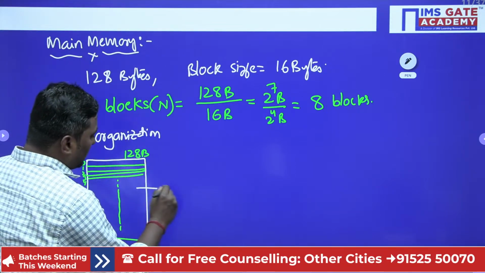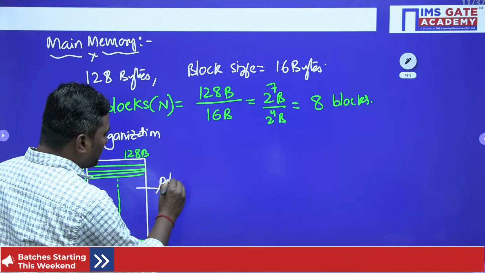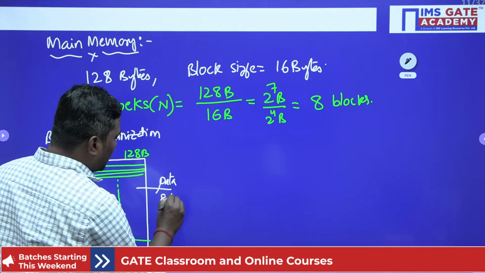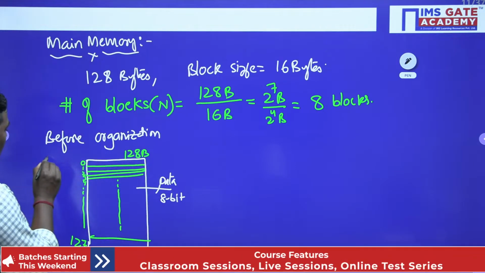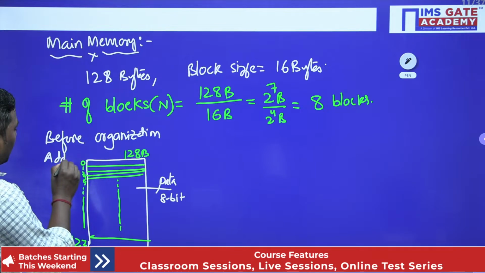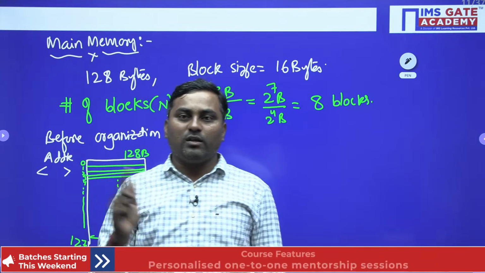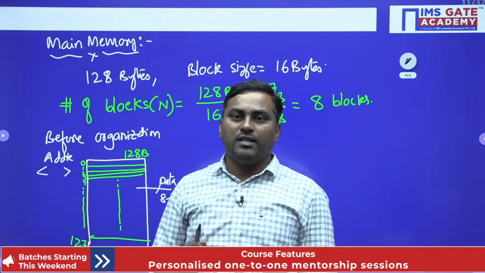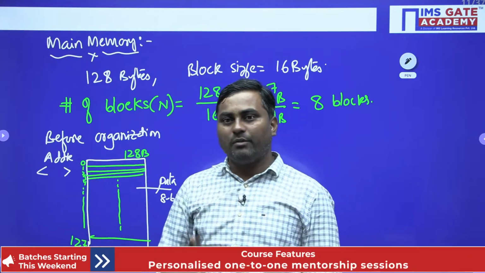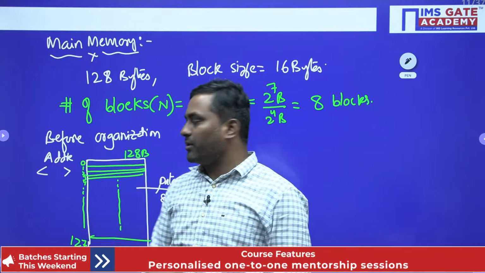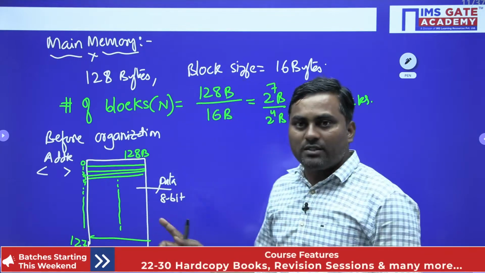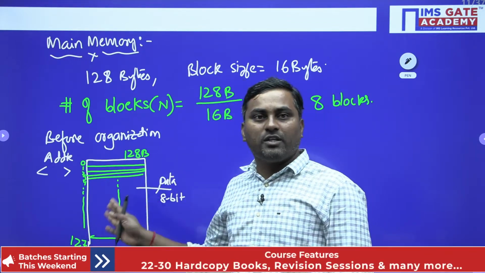So here is data. What is the data bus size? So data bus size is 8-bit, right? Data bus size 8-bit. So how many bits are required to address this memory? If the memory size is 128 bytes, how many bits are required to address them?